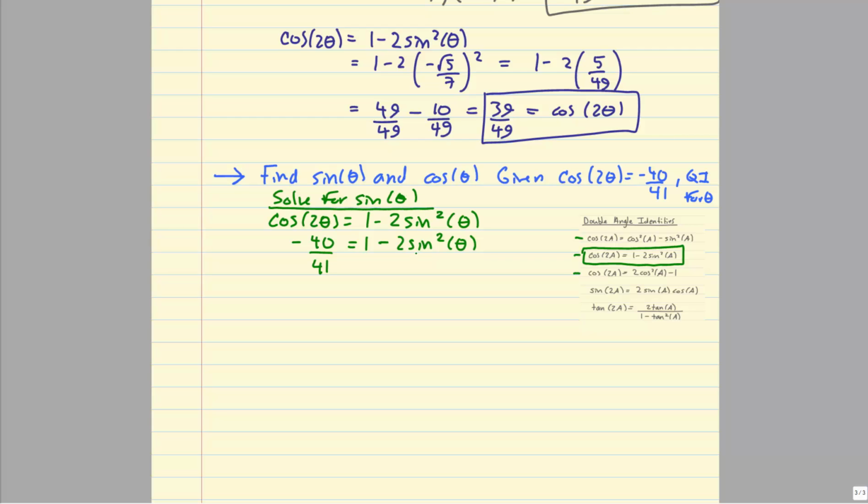Okay, so looks like I could subtract 1. I'm going to put my variable on the left over here. So I'm going to have negative 40 over 41 minus 1. Need that common denominator, so minus 41 over 41.